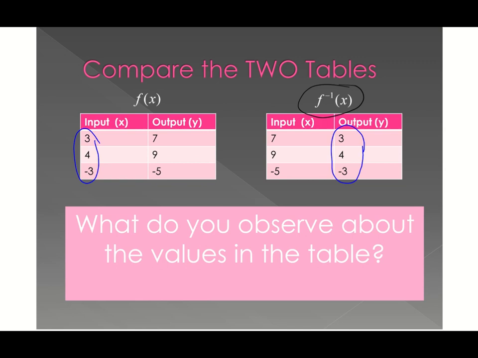Also, if we were to look at our outputs of f of x, we have 7, 9, and -5. However, on our inverse, those are our x values, 7, 9, and -5. So if we look at f of x, our x values turn into our y values of our inverse, and our y values turn into our x values of our inverse. So what's happening is our x and y values are switching when we go from our original function to our inverse.